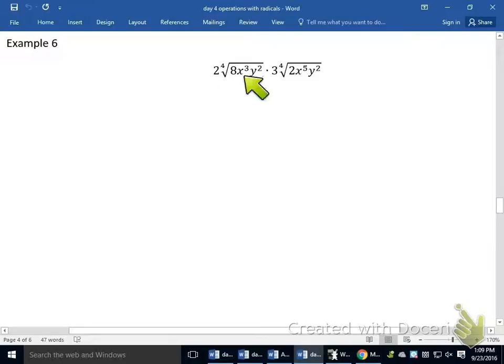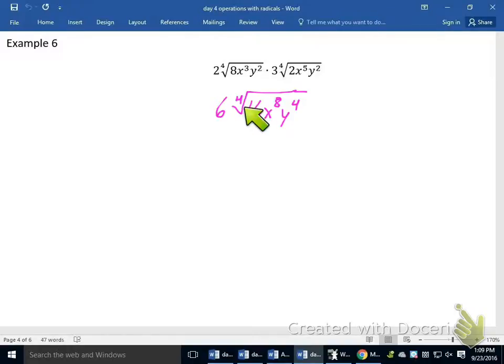Same condition here. Because you have the same power on the roots, you can multiply the roots together, so that's what we'll do here. Starting out with the 2 times 3, that is 6, times the 4th root of 8 times 2 is 16, x to the 3rd times x to the 5th is x to the 8th, y to the 2nd times y to the 2nd is y to the 4th. Alright, now we're going to simplify this as much as we possibly can.